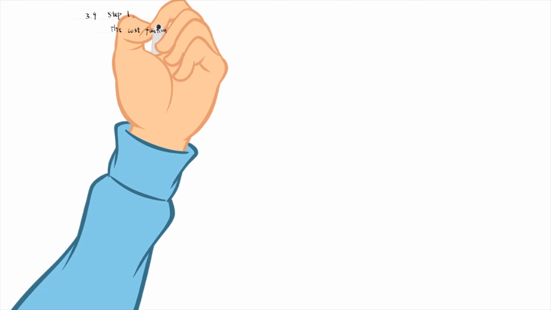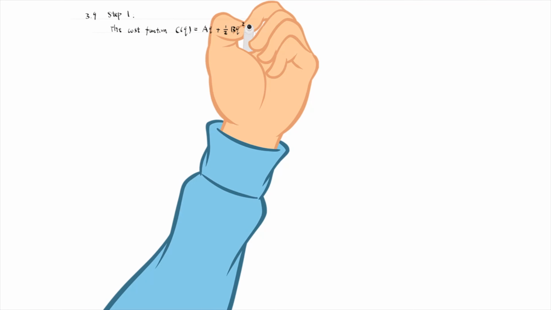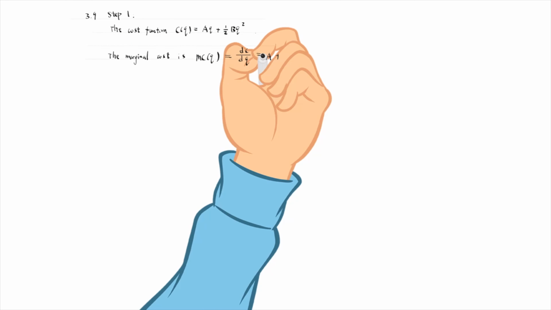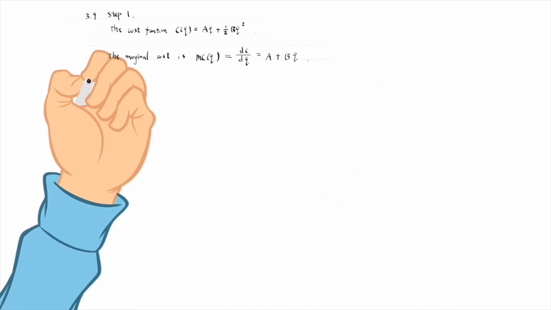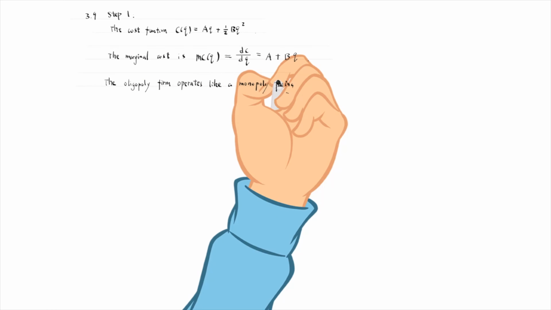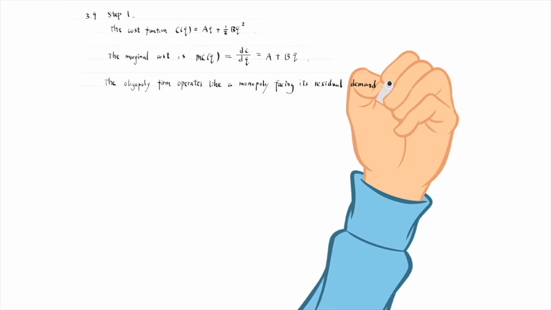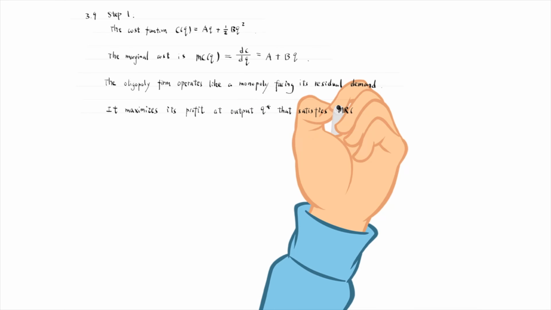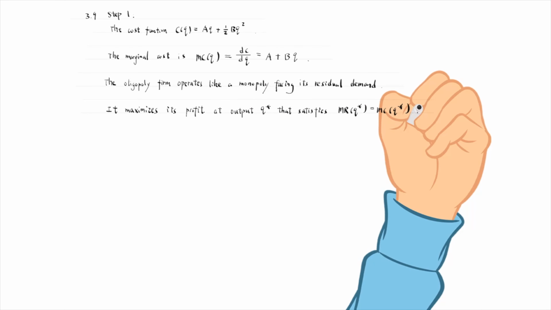From the firm's cost function, we derive the marginal cost function, which equals A plus B times the firm's output Q. In the Nash-Cournot model, each firm operates like a monopoly, facing its residual demand. That is, it maximizes its profit at the output level Q star that satisfies marginal revenue equals marginal cost, which is called a first-order condition.